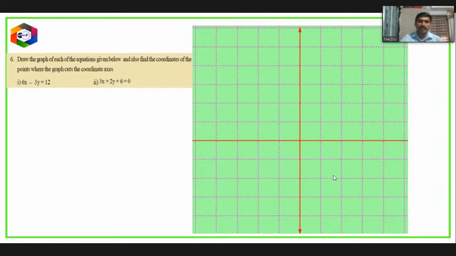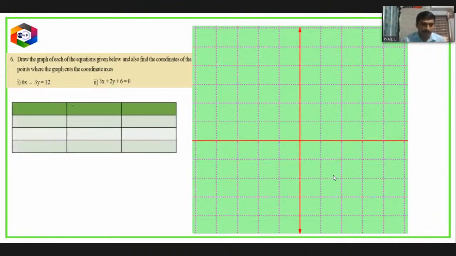So for this again I need the table, so I am going to draw the table. And first I am taking the first one, 6x minus 3y is equal to 12. So this is x and this is y, and this is x comma y. Very important here: from this I am writing minus 3y is equal to 12 minus 6x, and from this y will be equal to 6x minus 12 whole divided by 3. Observe this. Why? Because I am cancelling the minus on both sides, then y is equal to 6x minus 12 whole divided by 3.